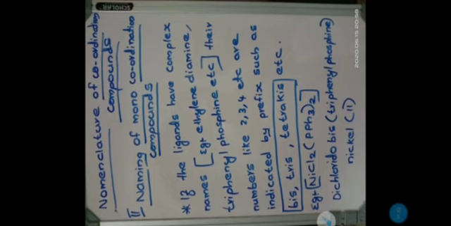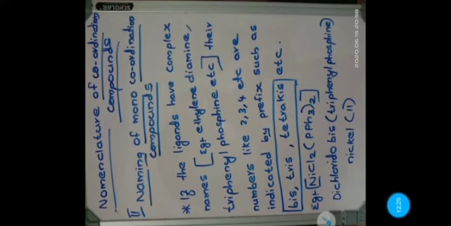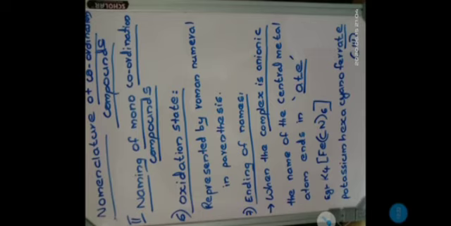Example, NiCl2(PPh3)2, that is triphenylphosphine 2 times. The name of that compound is dichloridobis(triphenylphosphine)nickel(II). Now, we are representing the oxidation state of the central metal atom in bracket. That is a compulsory thing.